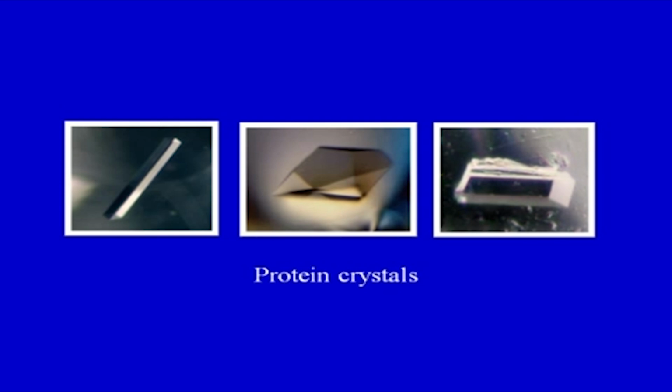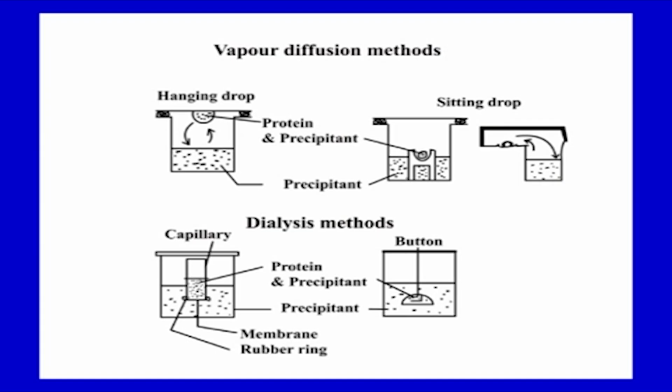It is a depiction of how crystals might look. There could be different shapes and sizes of crystals. They could be thin sheet-like, or they could be rectangular, or different shapes could be obtained. To obtain the crystals, there are various methods: hanging drop, sitting drop, or dialysis methods.